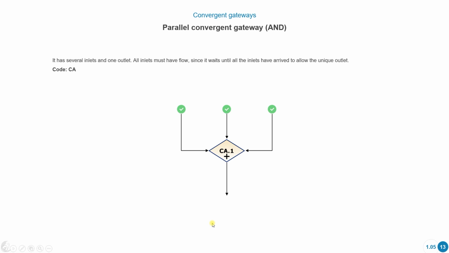Now here we have a CA gateway. This one's really easy to remember. Everything always has to arrive in order for the flow to continue.